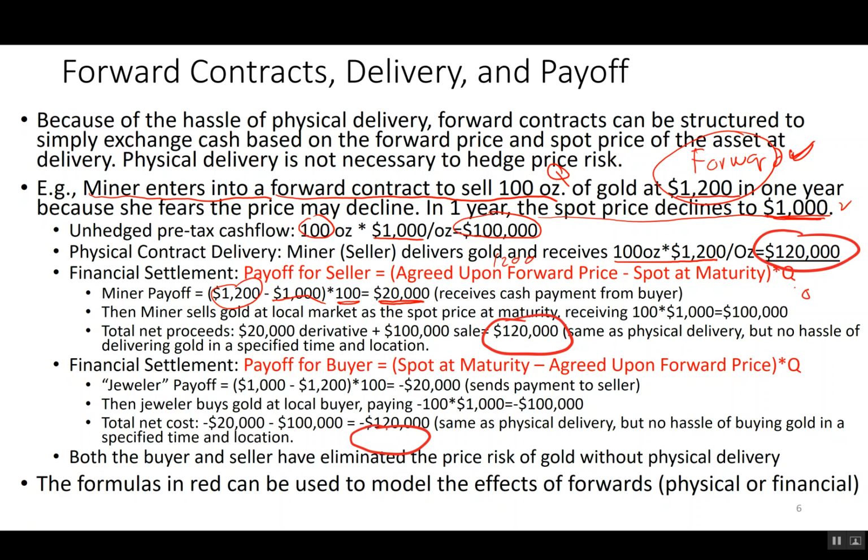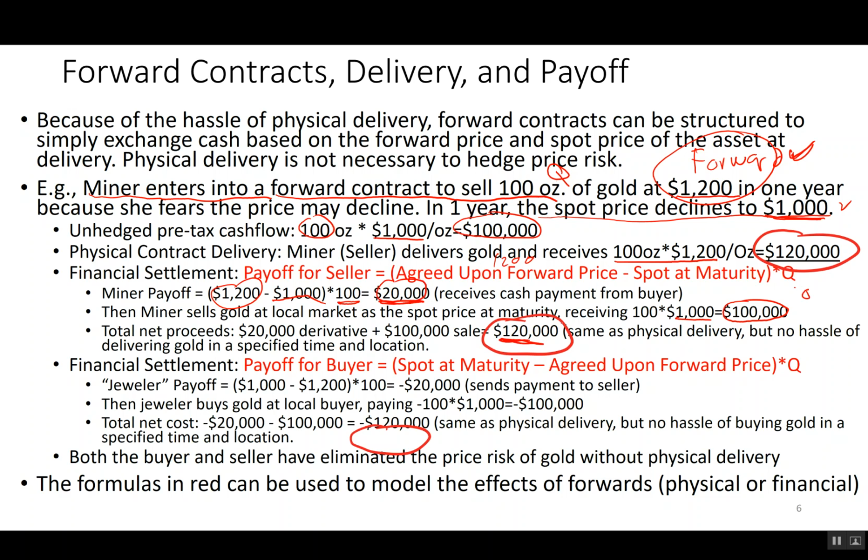So now the miner just goes and sells her gold at the current market price a year from now, which is only $1,000, and receives $1,000 for her gold. However, she got a $20,000 check from the counterparty of the forward contract, which means when you add those two numbers together, she now has $120,000: $20,000 from the forward contract payoff, and $100,000 for the sale of gold in the spot market.